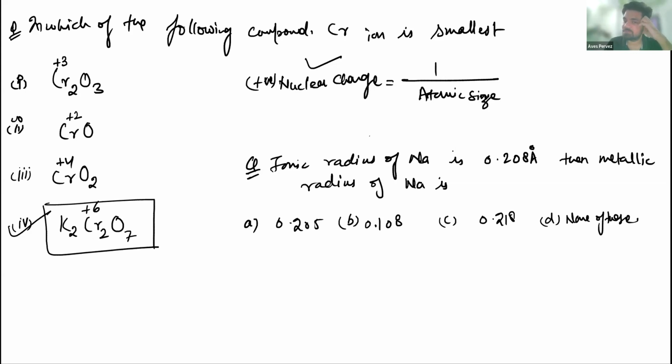Are you there? Sir, I'm solving. You're solving. Okay, then solve. Tell me. The ionic radius is given to you. The metallic radius is being asked. Will it be greater or smaller? Tell me first. The ionic radius of sodium is given to you. Will the metallic radius be greater or smaller than 208?